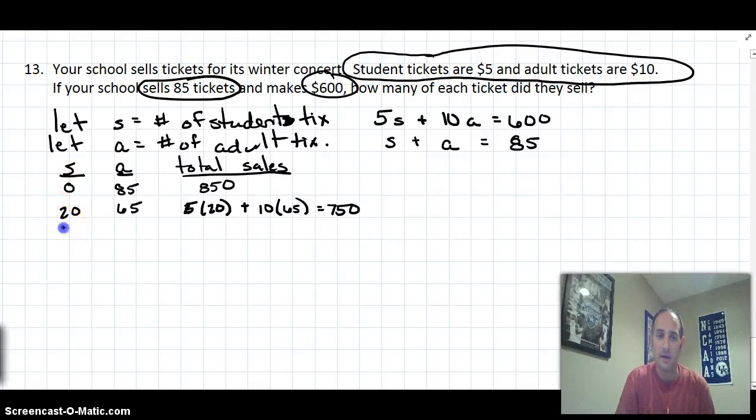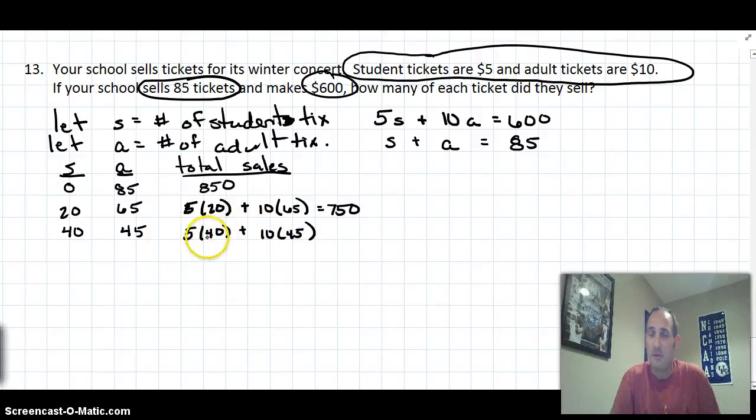So I think if I added another 20 student tickets, that would only leave 45 adult tickets, and we'll see what that gives us. 5 times 40 plus 10 times 45. Let's see what this will give us. 5 times 40 is 200, and then 450 from here. That gives us $650. Now we are a lot closer at that point, and each time I've added 20 student tickets, I've taken away $100. Well, I don't want to take away another $100 because then I would be below 600.